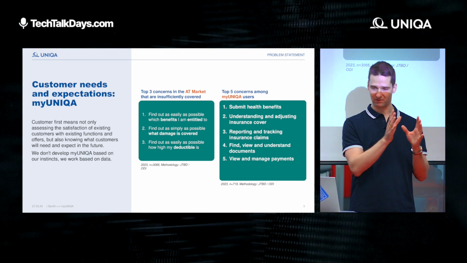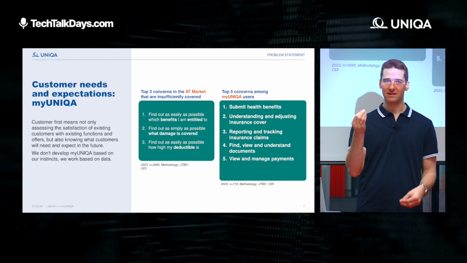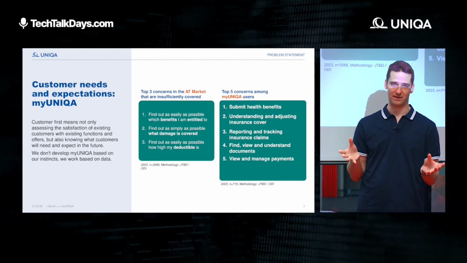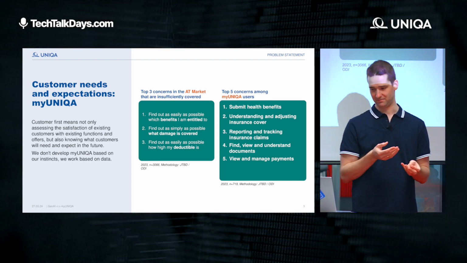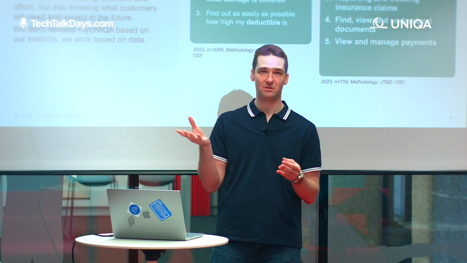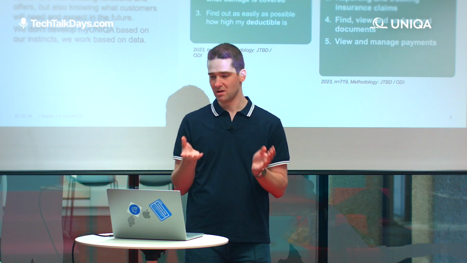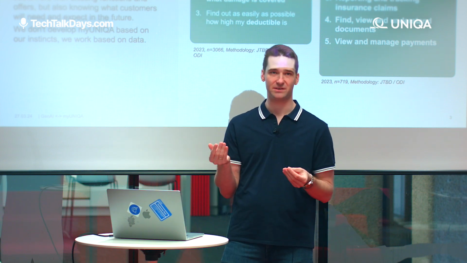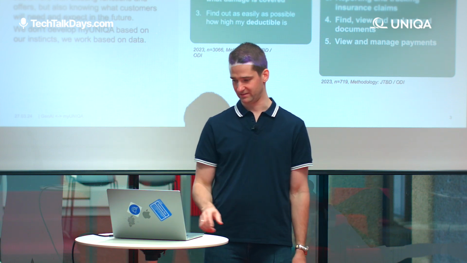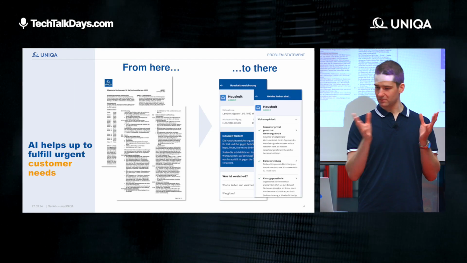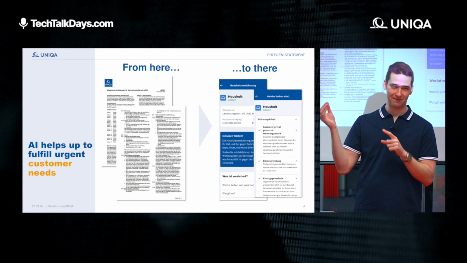But we can see what is common between the left and the right side. There's a lot about understanding. So customers do not understand their contracts or they're struggling to do so. And this was for us one indicator that we need to look into this direction. So how can we help the customers to better understand their contracts and the questions that they have related to this contract?